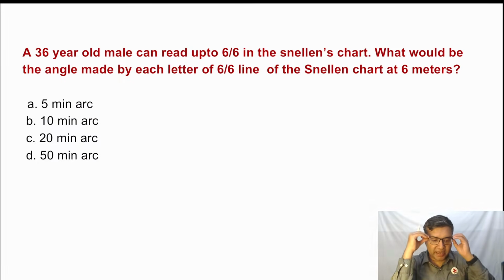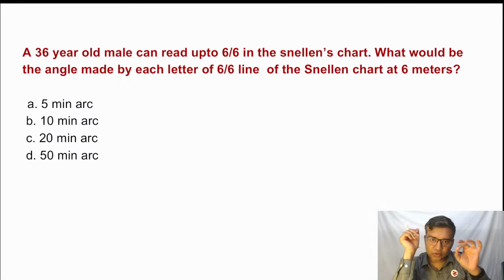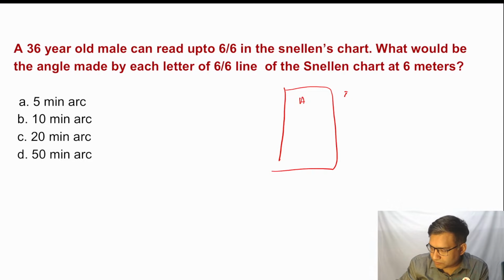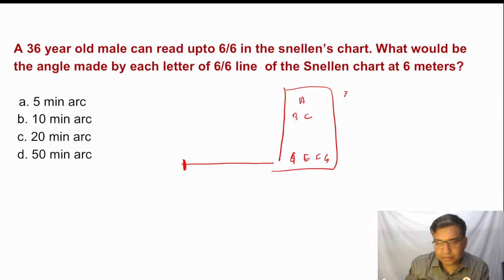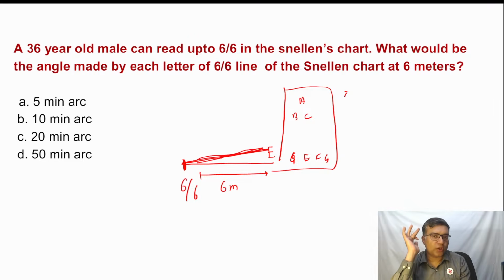Now there is a 36-year-old male who can read up to 6 by 6 in the Snellen's chart. What would be the angle that is made by each letter of the 6 by 6 line on the Snellen's chart at 6 meter? Now what this question actually means. So here you have a Snellen's chart, and the patient is having a 6 by 6 vision. Okay, he is at 6 meter distance. So this letter, what would be the angle that is made by this letter? This is the question, if any one of you want to attempt. So what would be the angle that is made by the smallest letter of the Snellen's chart at 6 meter of distance in a normal human being having a 6/6 vision?